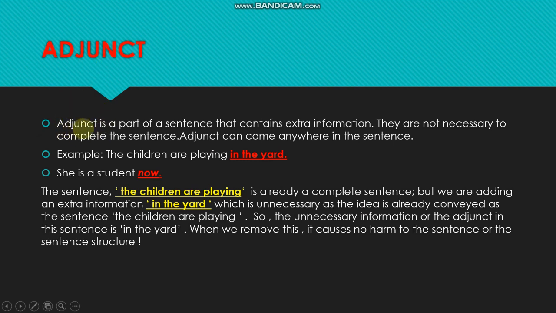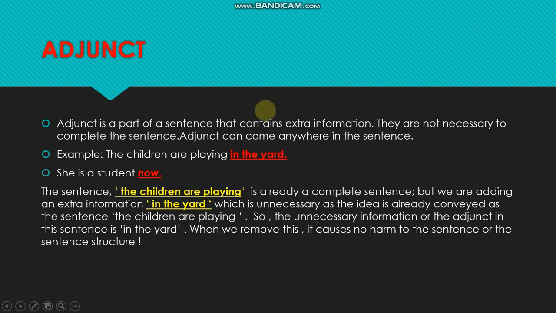What is an adjunct? An adjunct is a part of a sentence that contains extra information. It is not necessary to complete the sentence. An adjunct can come anywhere in the sentence. So this is extra information in the sentence. Like, "The children are playing" is enough. "The children" is the subject, "are playing" is the verb, and this sentence already makes complete sense. The children are playing. If you remove "in the yard", the children are playing.